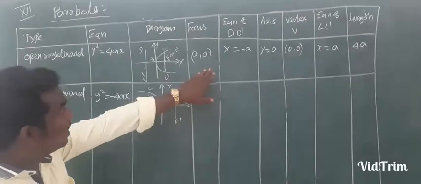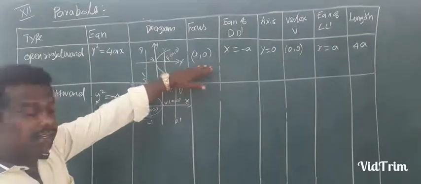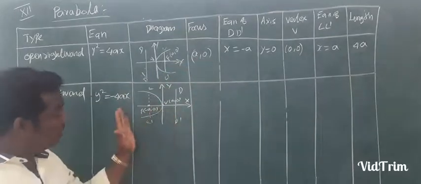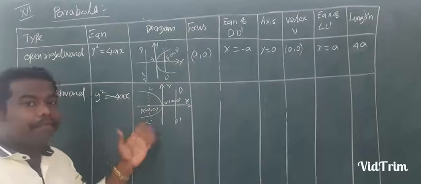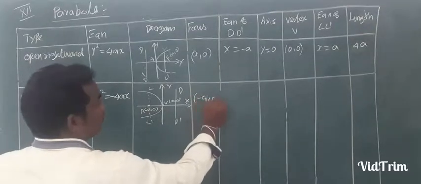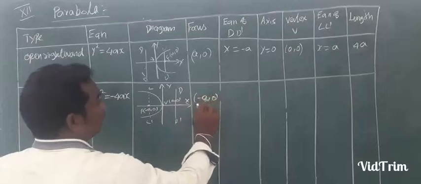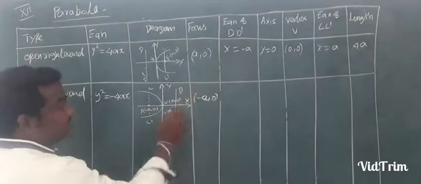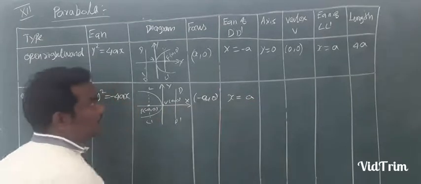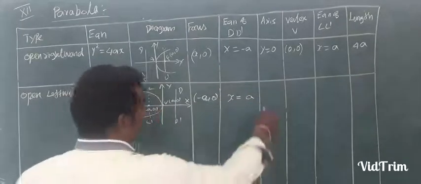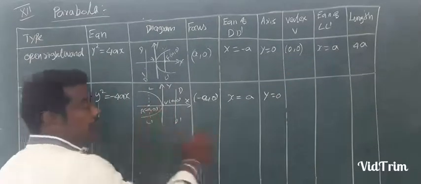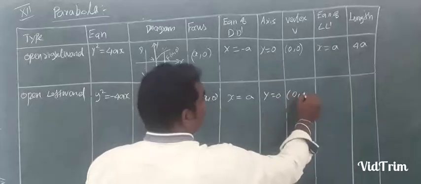You may write it directly opposite from the right-hand side. Now the focus is (a, 0) here on the left-hand side, so it becomes (minus a, 0). And next, the directrix is x equals plus a. Next, the axis is y equals 0, same. And the vertex is touching the origin, so here (0, 0).